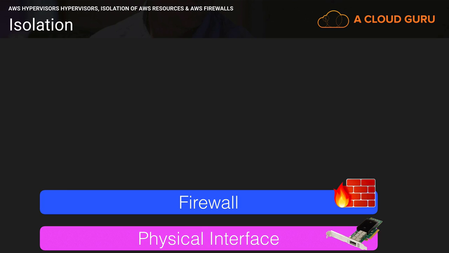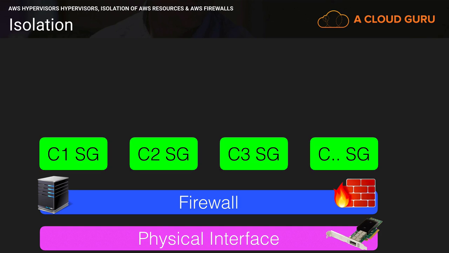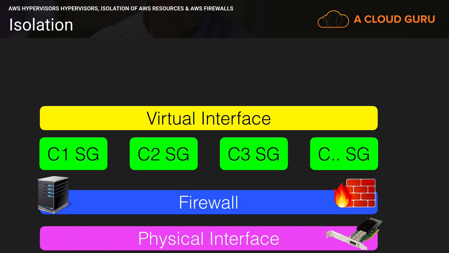We then have a firewall. The firewall itself actually runs at the hypervisor layer, and Amazon manage all that for us. The firewall essentially allows us to create our own security group. So we've got customer 1 who's got a security group, customer 2 who's got a security group, customer 3 who's got a security group, etc. They're all isolated from each other, and they're all isolated by the firewall, which is running at the hypervisor layer.